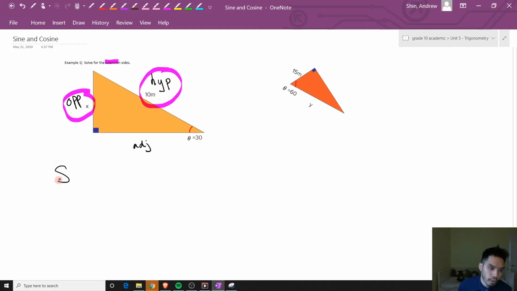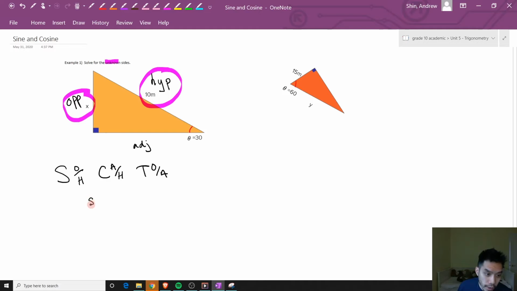So I'm going to write out SOHCAHTOA here. SOHCAHTOA. And I ask myself, which formula has both opposite and hypotenuse? Certainly not tangent because it has opposite and adjacent. Cosine has adjacent and hypotenuse. It's sine, which has both opposite and hypotenuse, the stuff that we're looking for.